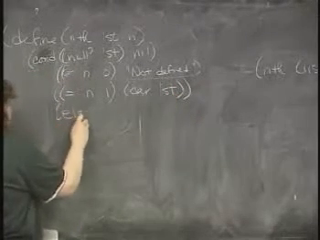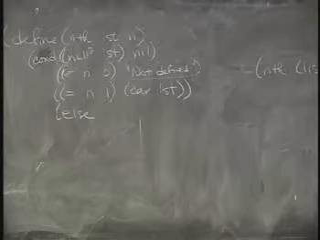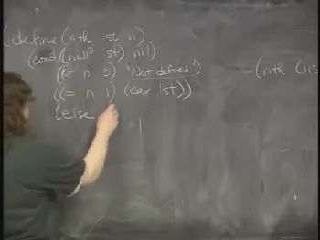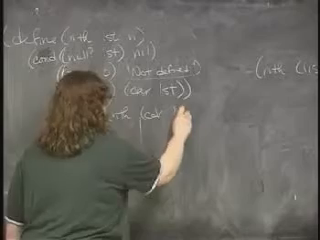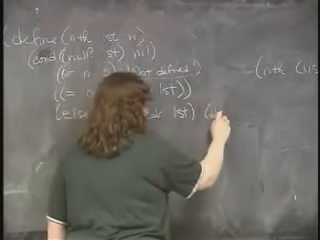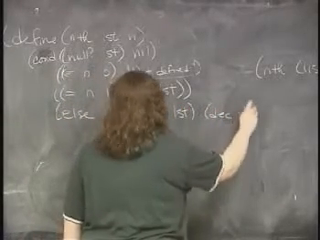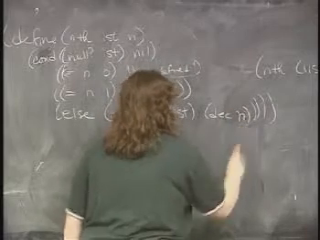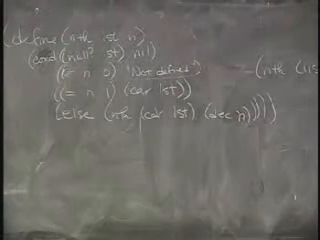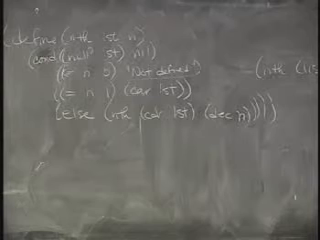Otherwise, we will do what? We'll call nth on the cdr of the list, and then decrement n. Sorry. And n, a, b, you know. That's what the interpreter's for, being you did it wrong. Have both nth and n.